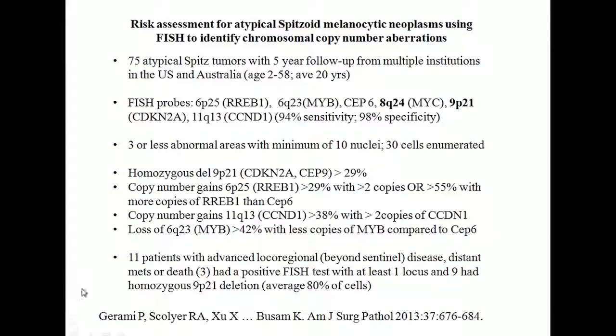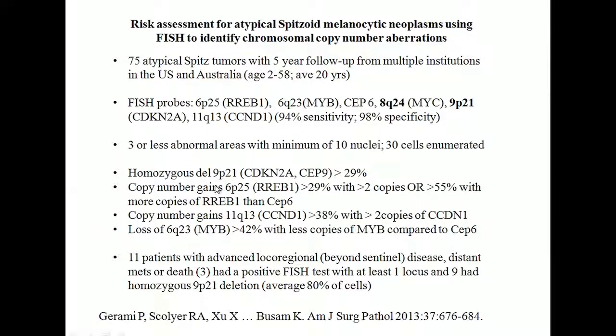So a positive result for the homozygous 9p deletion, and this is important, it's homozygous. If it's heterozygous, it doesn't mean a thing. You have to lose both copies of 9p21 to have any prognostic indication. And their studies have actually looked at just hemizygous, and it doesn't make a difference. So you have to lose both copies of 9p21, and it has to be in more than 29% of the 30 cells that you counted, or 60. I mean, you're looking at 60 loci.